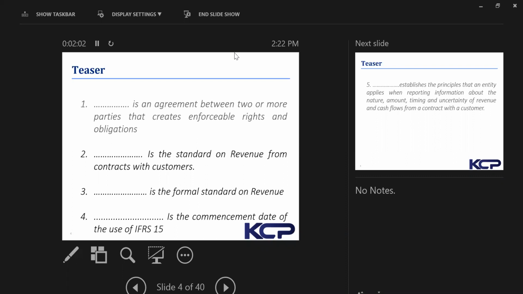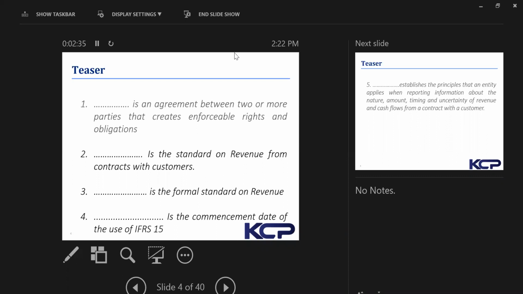Dash is the standard on revenue from contracts with customers. IFRS 15. All right. Dash is the formal standard on revenue. Please. Then dash is the commencement date of the use of IFRS 15.